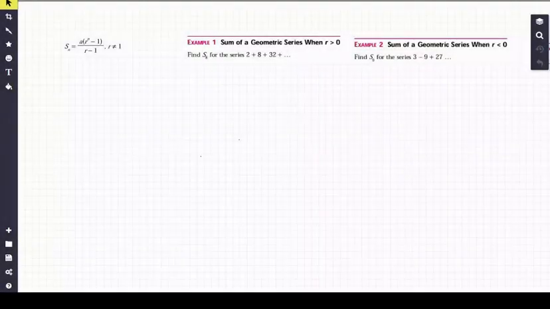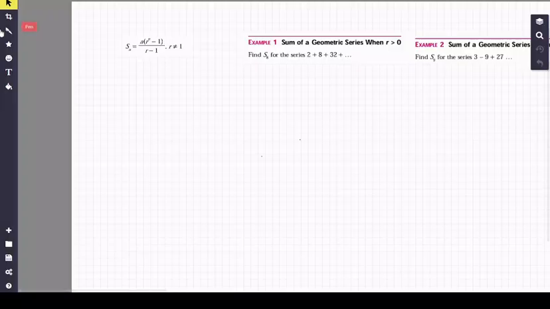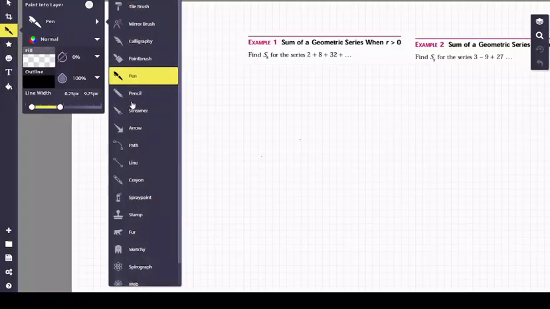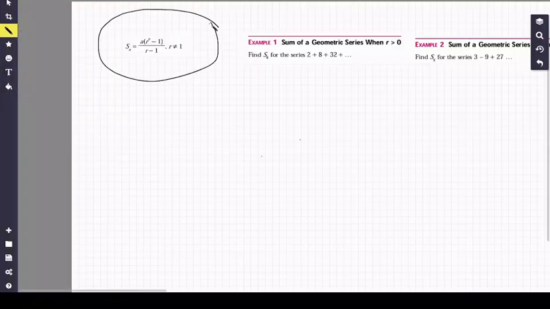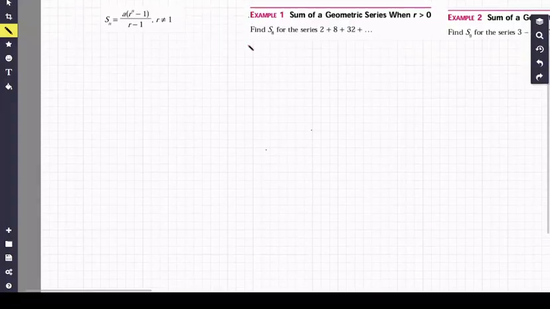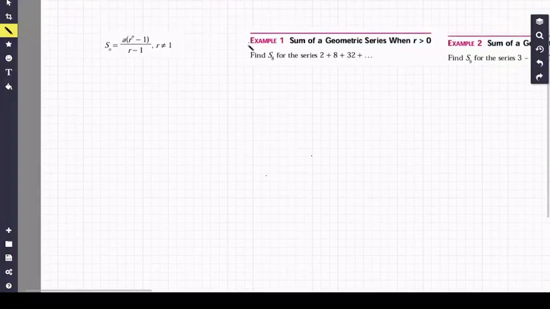Alright, so we're back with another day of geometric sequences. Today, this is going to be our main deal. Huge big man of the day, he's going to be our geometric sequence formula, obviously.